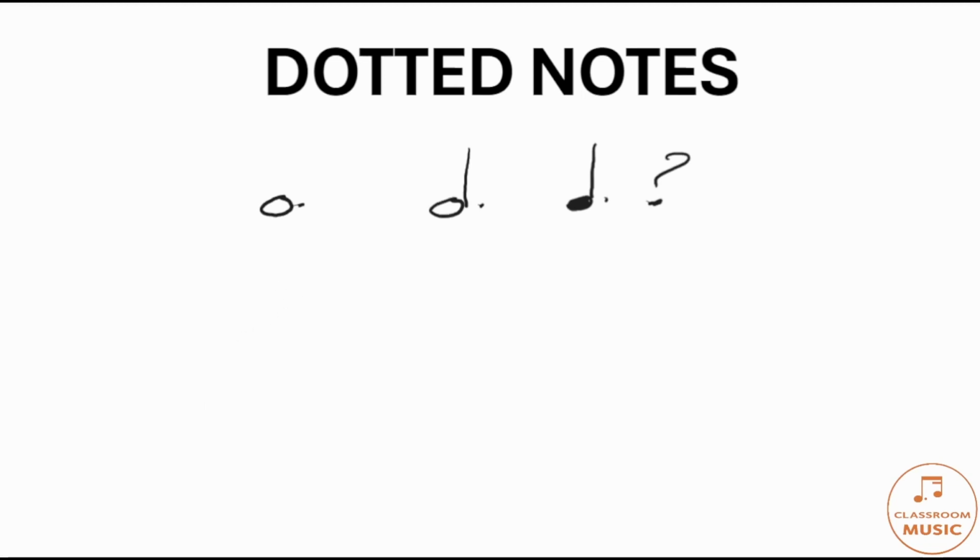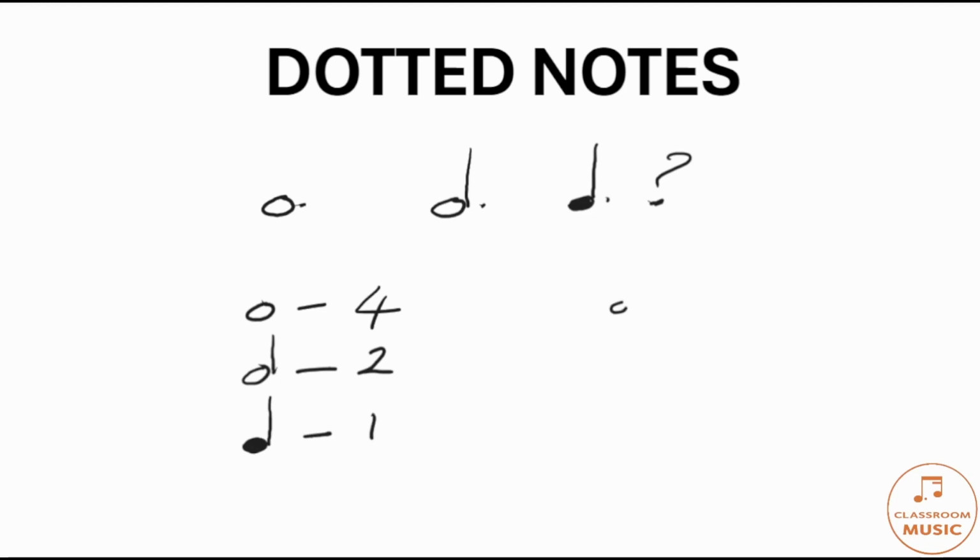Something to remember is that while we learned the notes and their values, we saw a whole note which had 4 beats, a half note that had 2 beats, a quarter note that had 1 beat, an eighth note with a half beat, and a 16th note with a quarter beat value.